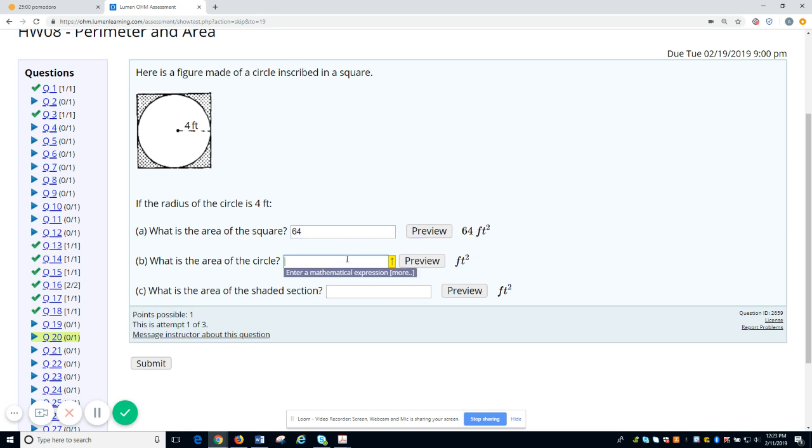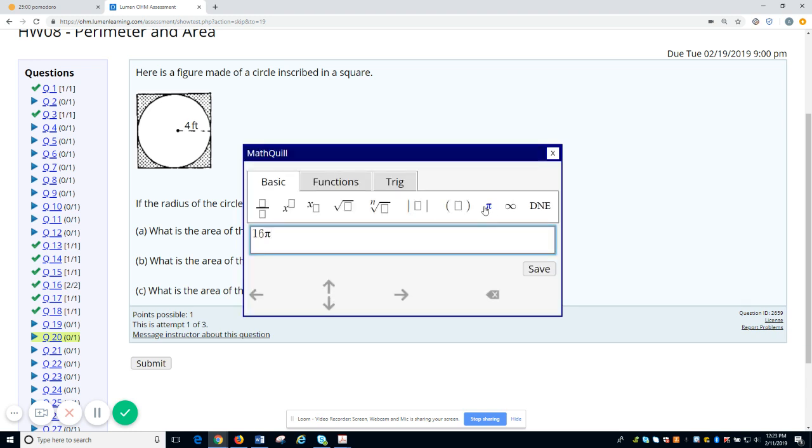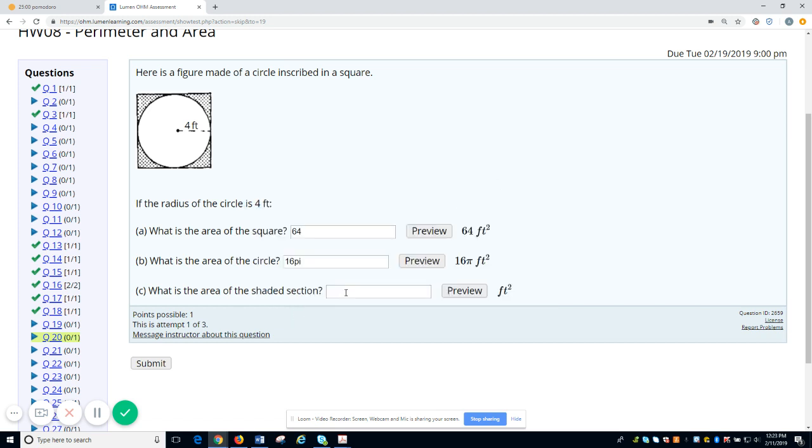64 was the area of the square. 16 pi. Now, I'm using pi for pi. You can also click on the yellow arrow. You'll see a symbol for pi. You can plug it in that way. And then the area for the shaded region would be 64 minus 16 pi. All right.